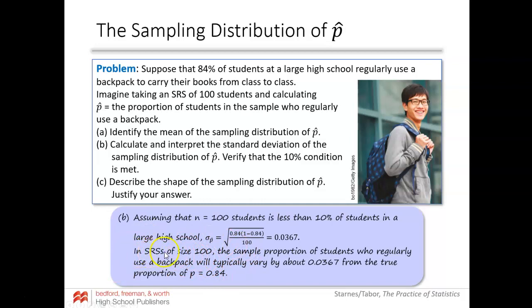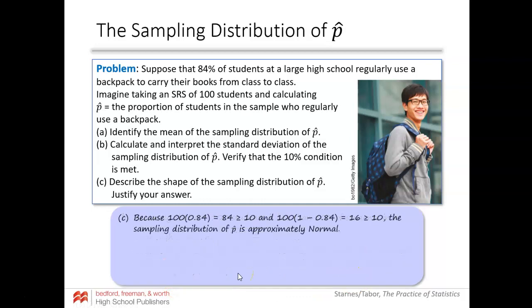So if I had to make a little template for myself, I would say: in a simple random sample of size blank, the sample proportion of blank will typically vary by about blank from the true proportion of blank. Very helpful, Mrs. Abruzzo. Thank you.